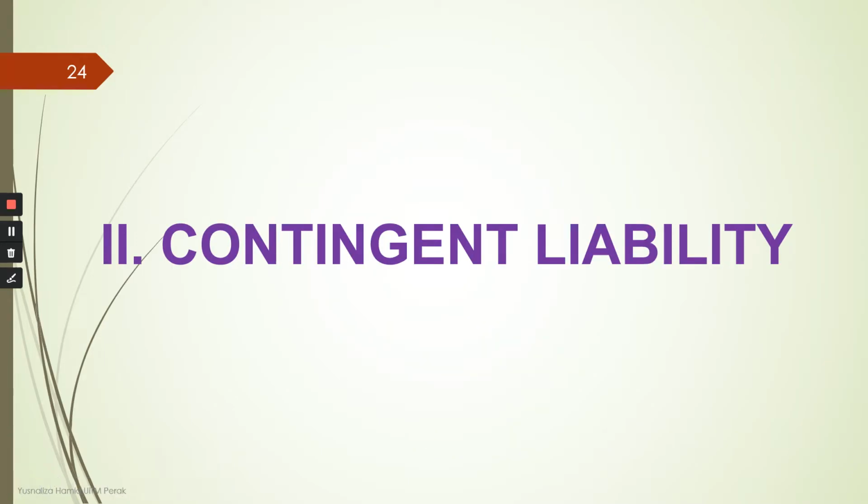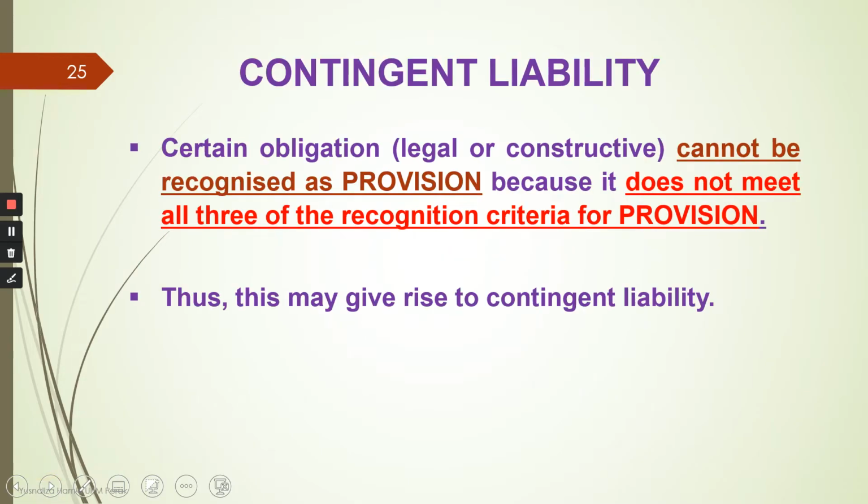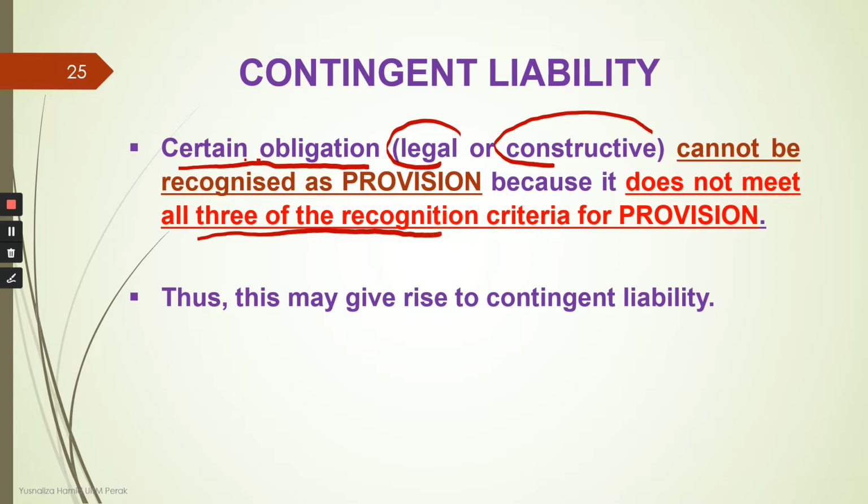So our focus here is on contingent liability. What is contingent liability? Before this, I have already talked about provision, and provision involves an obligation that is being recognized. However, there are certain obligations which cannot be recognized as a liability. As you know, provision is a liability. So there are certain obligations, your commitment, either a legal or constructive obligation, that cannot be recognized as a liability or as a provision because it does not meet the 3 recognition criteria.